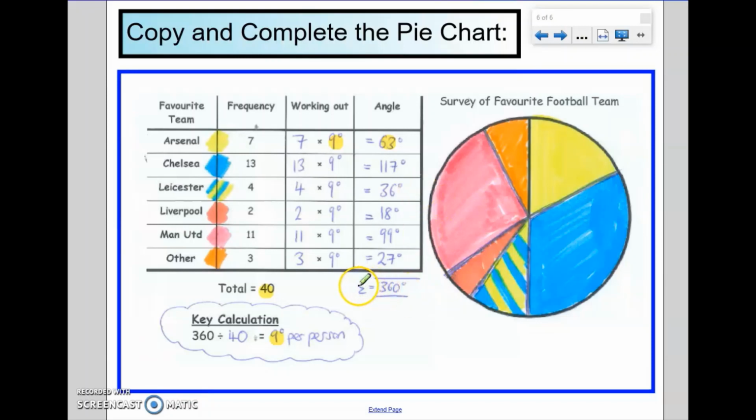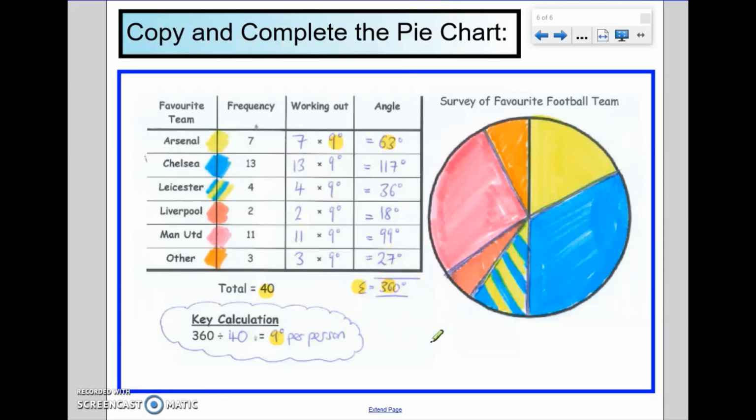You can see I've put my total of the angles is 360. My sum of the angles is 360. So I've just double checked my calculations to make sure that they add up to 360.